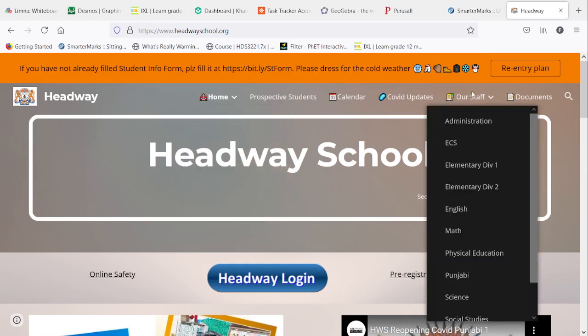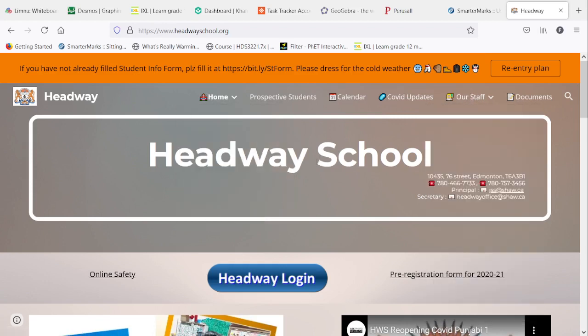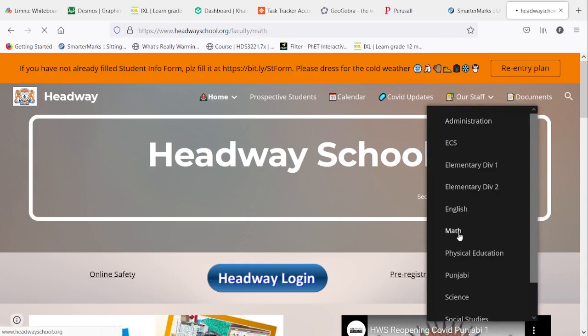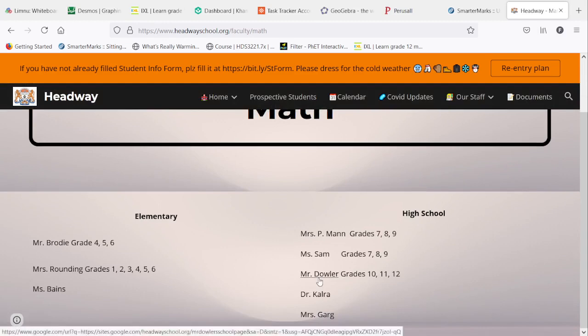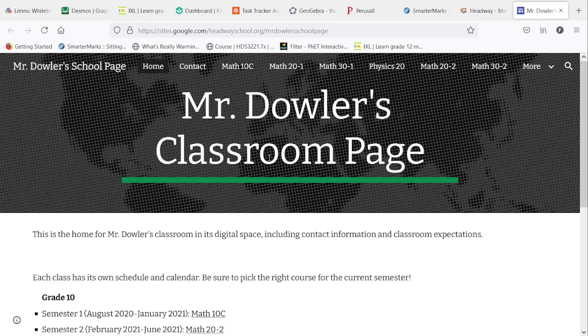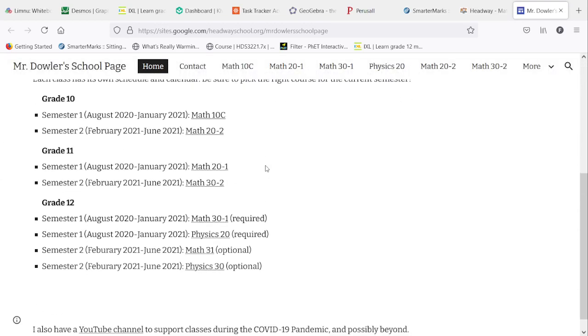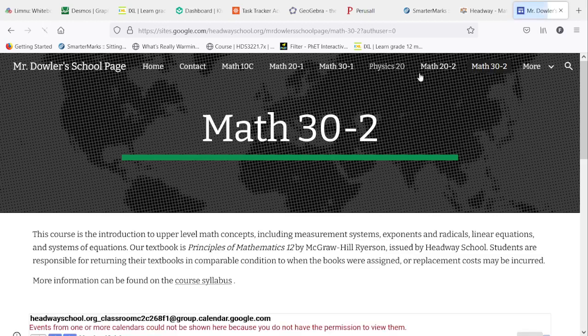So in our first lesson, our focus is going to be on setting up this year's research project and going through the syllabus. We'll do the syllabus first. To find the syllabus, you start at headwayschool.org. Go to our staff, into the math department, and there you'll find me on the high school math side. Click on my name, and here we go. You find your Math 30-2 either by scrolling down or across the top bar, and this will have our course syllabus.